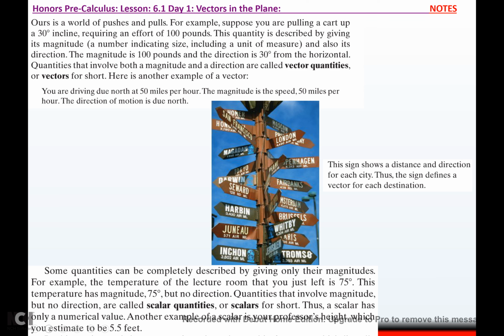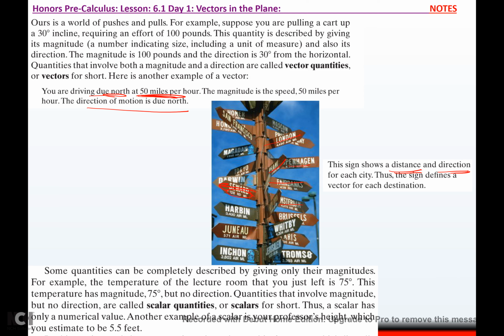Here's another example of a vector. It says you're driving due north at 50 miles an hour. Your direction would be due north, and your magnitude would be your speed, which would be 50 miles an hour. If you look at this sign, it says the sign shows a distance and direction for each city. Because it has a distance and a direction, we can consider each one of those a vector, because it's giving you a distance and it's telling you the direction to go.